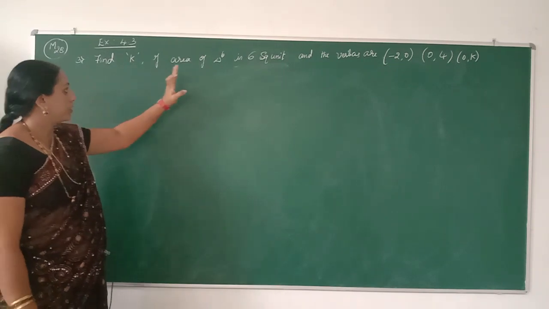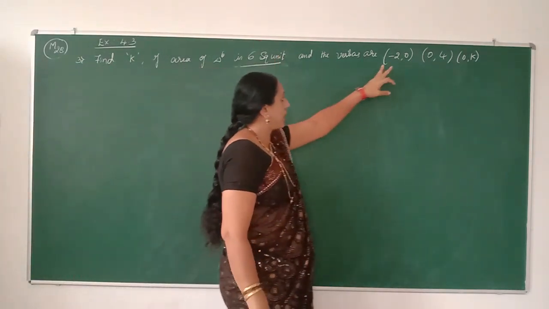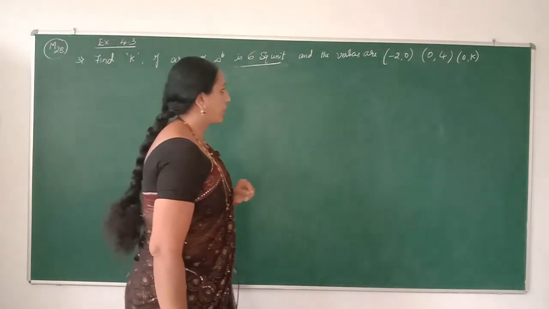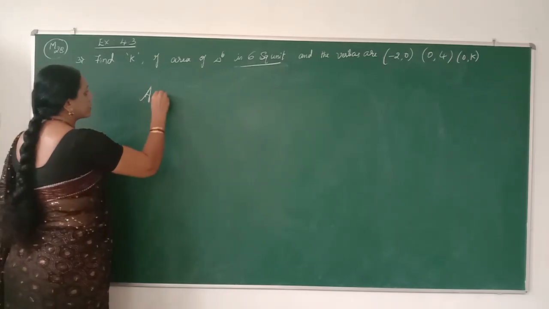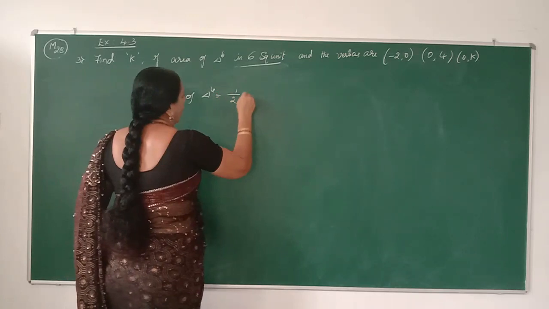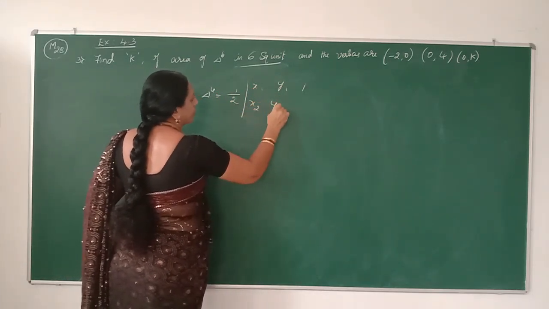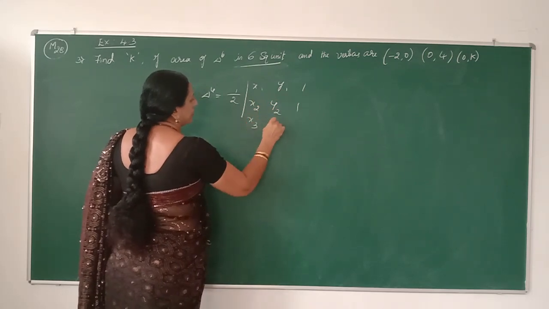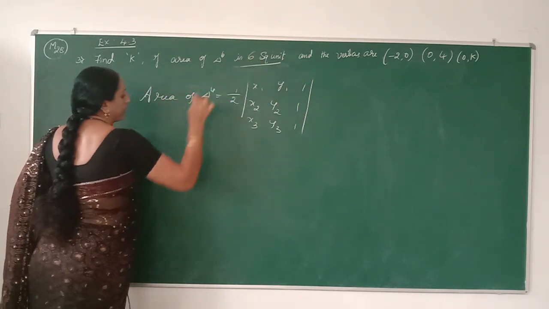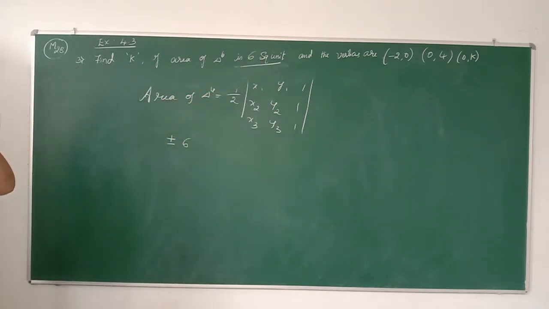Find k if the area of the triangle is 6 square units and the vertices are minus 2 comma 0, 0 comma 4 and 0 comma k. Now consider the area of the triangle is equal to half of the determinant x1 y1 1, x2 y2 1, x3 y3 1. Now the area of the triangle is 6 square units. Therefore, it is represented as plus or minus 6.